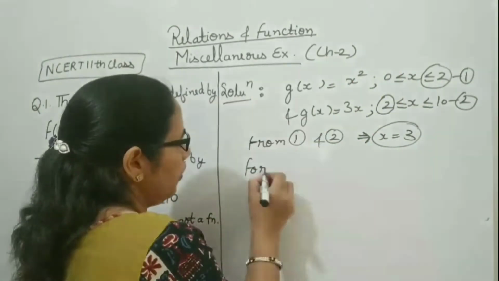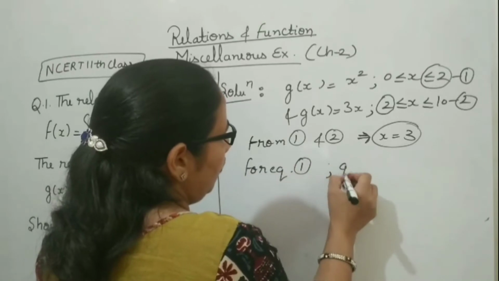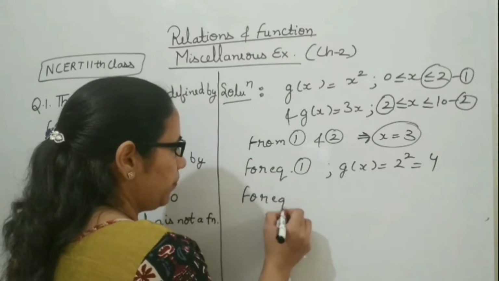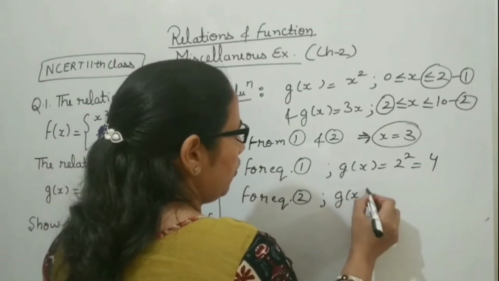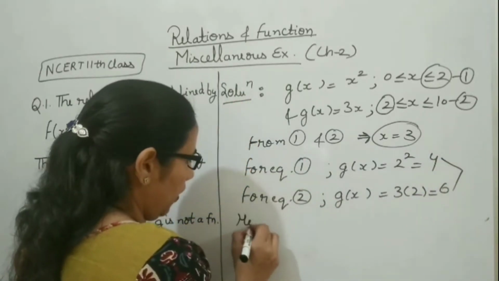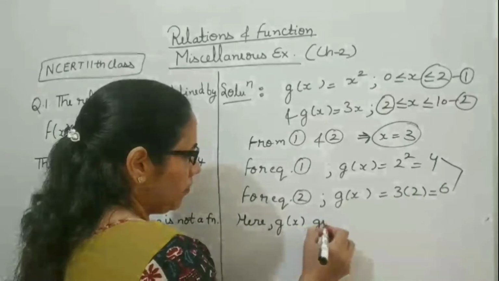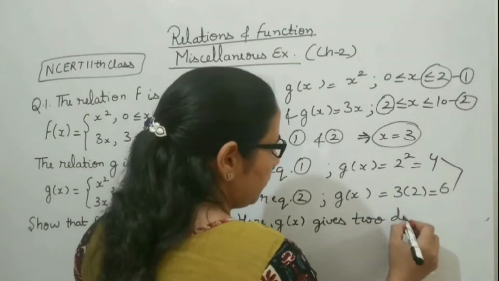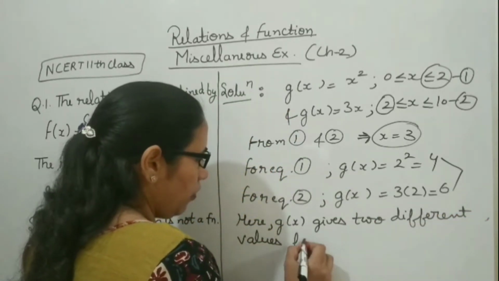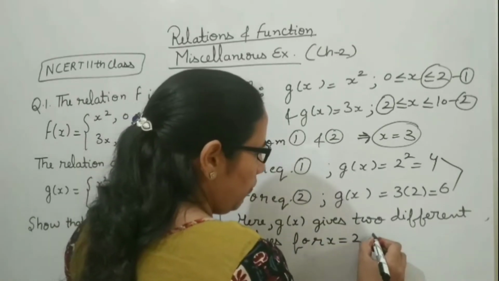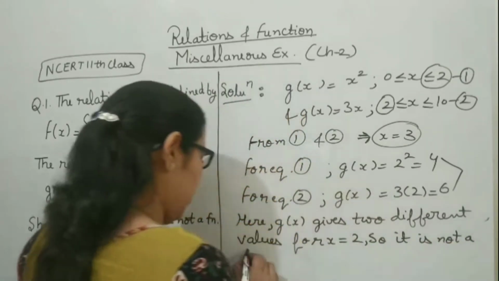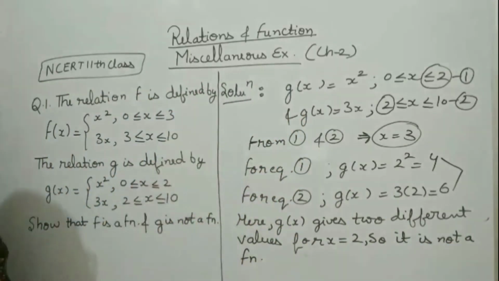So for equation 1, we have to find gx as 2 square means 4, and for equation 2, gx is your 3 multiplied with 2, that is your 6. Both the values are here. Gx gives two different values for x equals to 2, so it is not your function. So it is not a function. Clear? This is the solution for your question number 1.